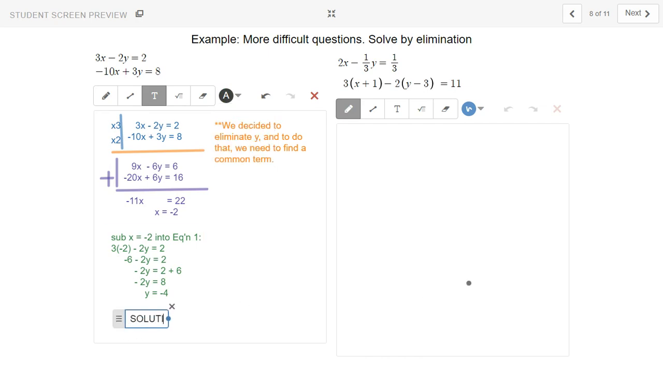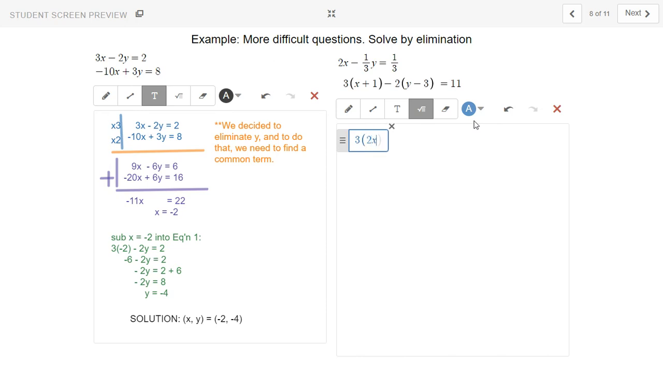We have our two values. So our solution, x and y, is equal to negative 2 and negative 4. Now, a question like this, there's a lot of simplification that we need to do before we are able to simplify using elimination. So in the first equation, I've got fractions. The strategy I'm going to use with fractions, I would like to multiply each term by the common denominator so that I can get rid of the fraction.